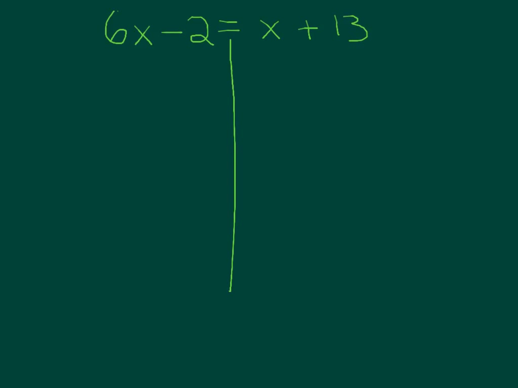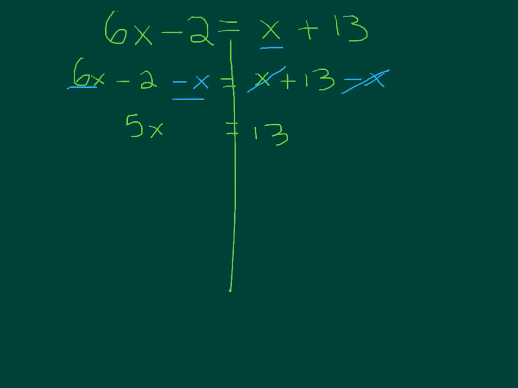So now we're to the step where we can move our variables to one side. And it does not matter which side you move them. But I'm going to move this x to the other side, and that's a positive x, so I'm going to subtract x on both sides. On the right side, my x's cancel, and I'm left with positive 13 equals, on the left side, I can combine. I have 6x minus x, which is 5x, and then I have this minus 2 that will come down.